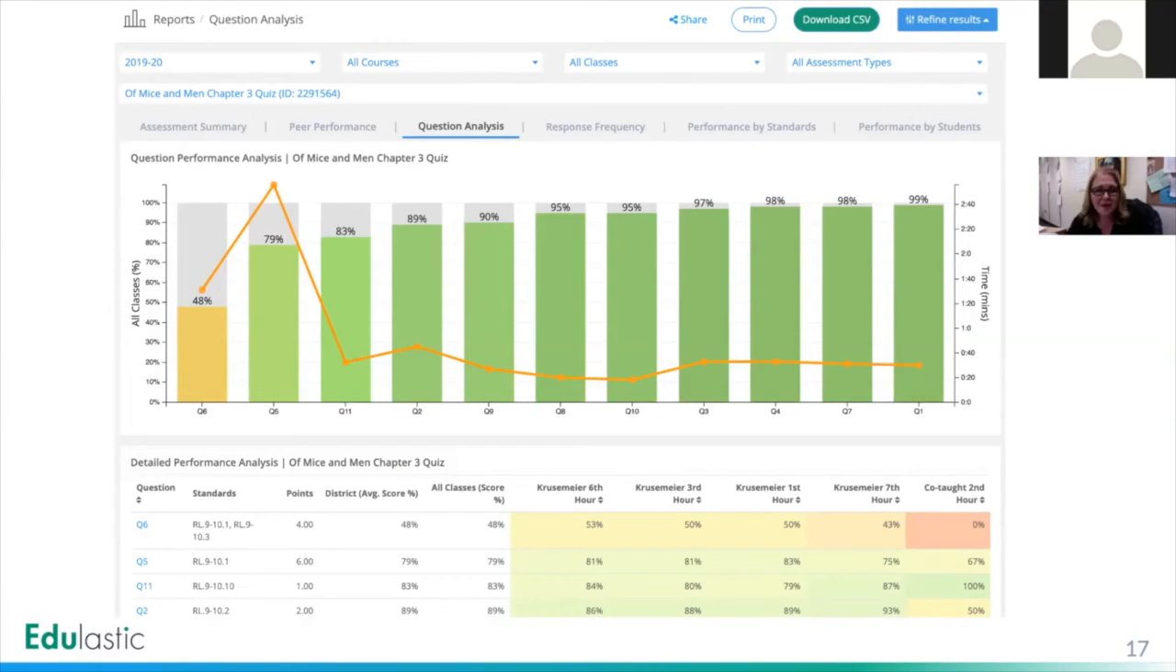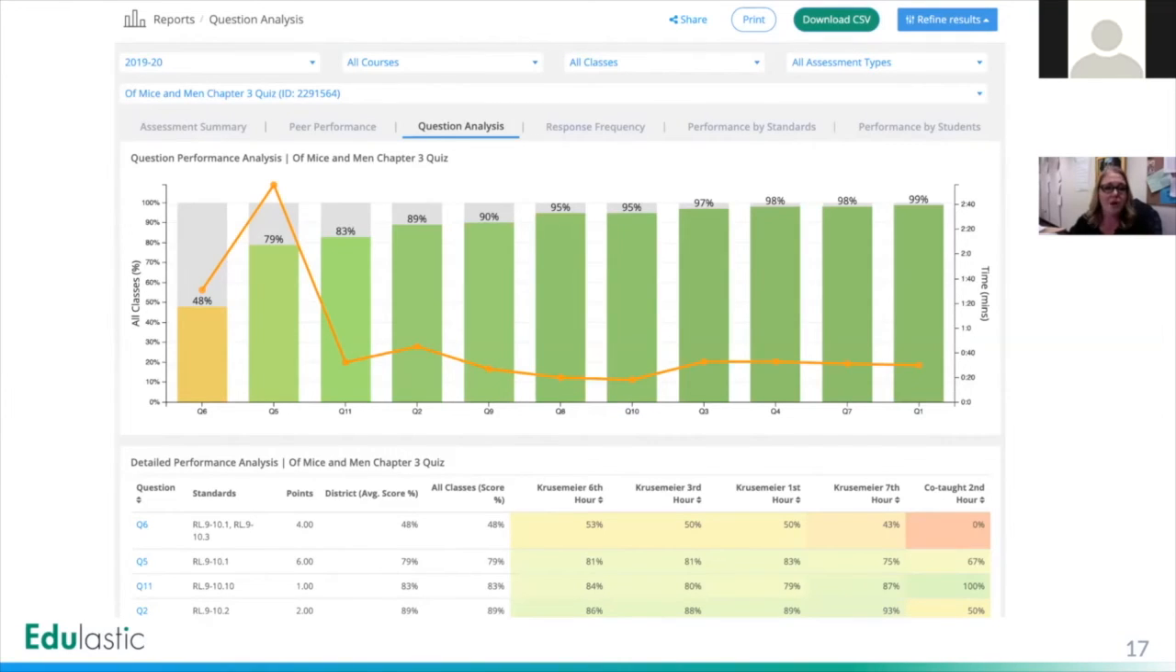But one of the best things about Edulastic is that I can look at these questions, and Edulastic's going to break it down for me. If I click on the question analysis report, I'm able to see which questions my students struggled with right away. And they show me this graph here.